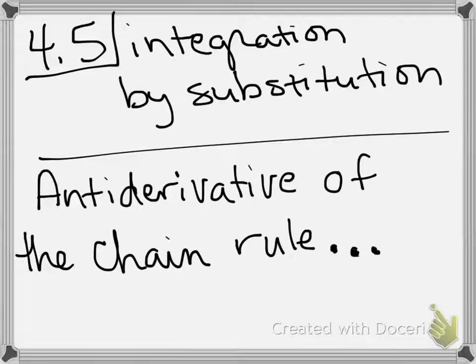Alright, this is lesson 4.5. It's integration by substitution. Integration by substitution is going to be the process of finding the antiderivative of something that we use the chain rule to find the derivative of before. So where we used the chain rule and we had an inside and an outside part, now when we integrate by substitution, we're going to be recognizing that we have something that was previously a chain rule to do the process of integration by substitution.